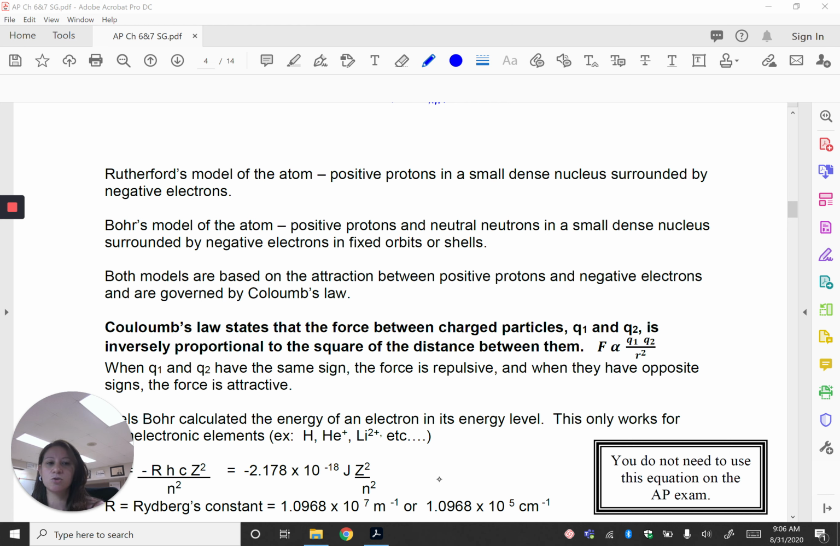Now you do not need to be able to use this equation, but you do need to be able to refer to it qualitatively. And so the higher the charges, the higher that force, whether it's repulsion or attraction. Usually here we're talking about attraction between the nucleus being positive and the electrons being negative. And so the higher the charges, the stronger that attraction, and the smaller the distance, the stronger that attraction.